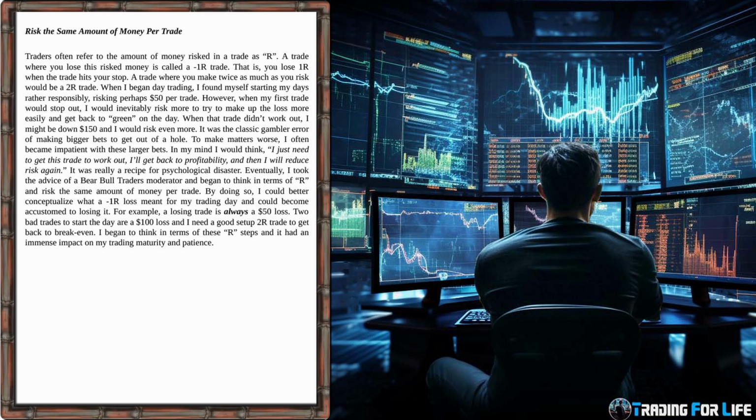When I began day trading, I found myself starting my days rather responsibly, risking perhaps $50 per trade. However, when my first trade would stop out, I would inevitably risk more to try to make up the loss more easily and get back to green on the day. When that trade didn't work out, I might be down $150 and I would risk even more. It was the classic gambler error of making bigger bets to get out of a hole.